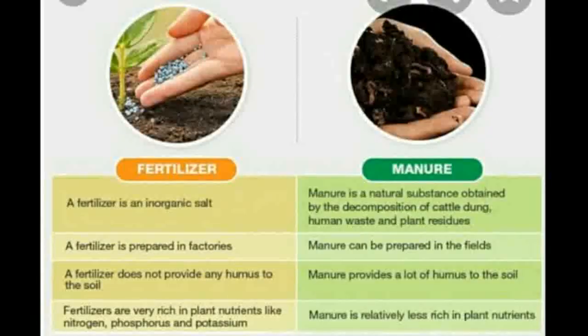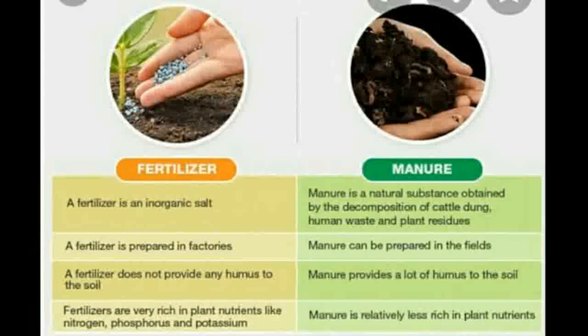After the seeds are sown, the next agricultural practice involves adding of manure. Children, just like we require different nutrients like carbohydrates, proteins, fats, vitamins, and minerals for a proper growth, plants also require certain minerals called plant nutrients for their proper growth. Therefore, farmers have to add manures or fertilizers from time to time.